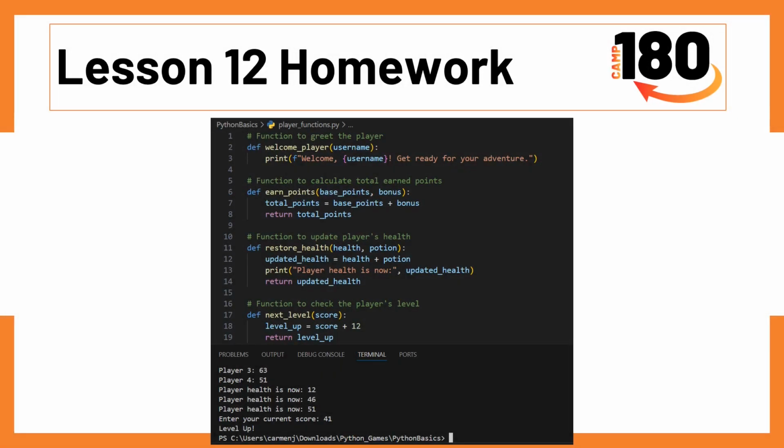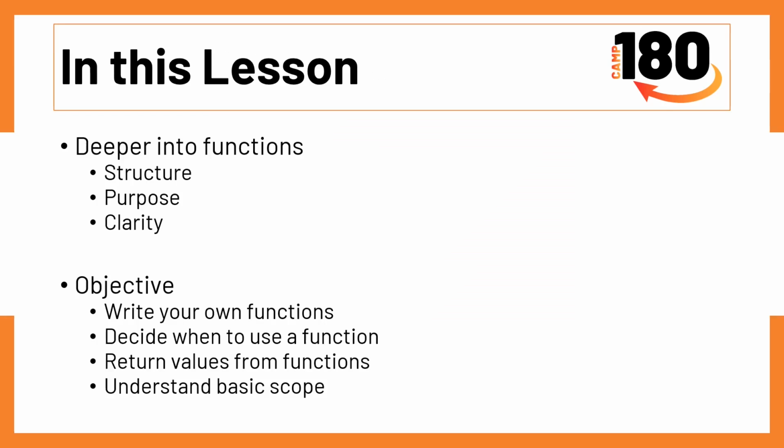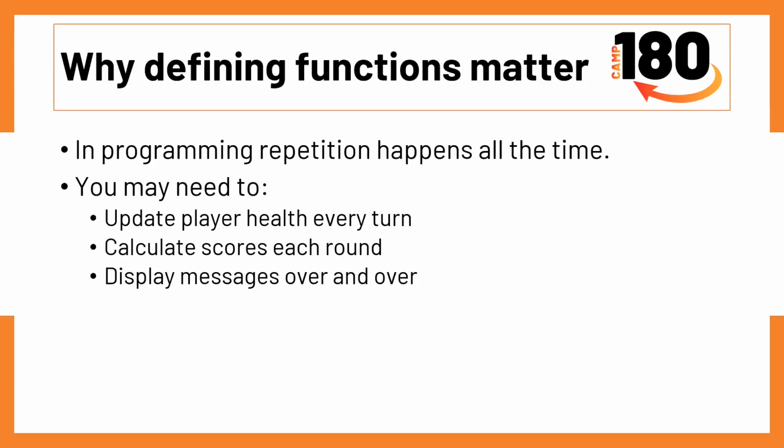In the last lesson, we learned about functions and how they help us reuse code. Today we're going a bit deeper and learning how to define our own functions properly, giving them structure, purpose, and clarity. By the end of this lesson, you'll know how to write your own functions, decide when to use a function, return values from functions, and understand basic scope. This lesson will help you start writing cleaner, more organized programs.